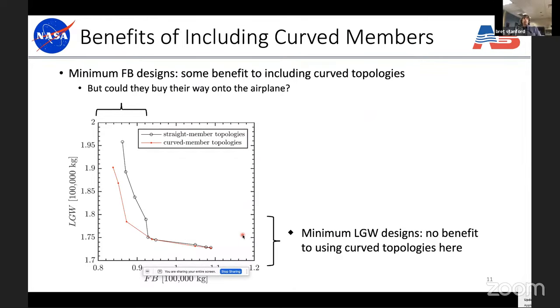The last thing that we looked at for this paper was the benefits of including curved members. In the previous topologies, we were restricting ourselves to just straight ribs and just straight stringers. But we wondered, well, what if we allowed those members to be curved, right? So they had some curvature there.